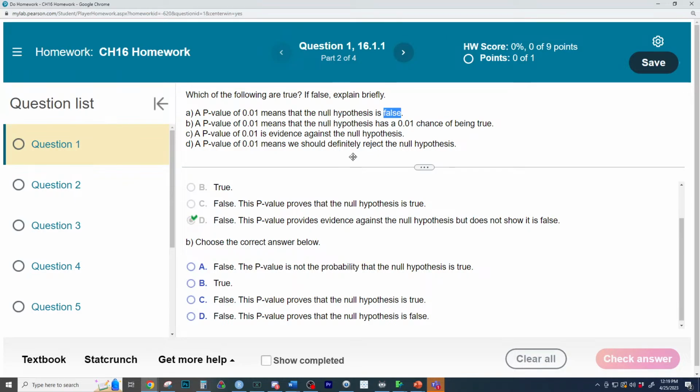A p-value of 0.01 means the null hypothesis has a 0.01 chance of being true. This one got me on yesterday's assignment. It's the probability. Well, we don't really say the null is true. It's that our observed results. So the p-value is not the probability that the null is true. Yeah, exactly. So this is a slightly different version than last time. The p-value is not the probability that the null is true. It's the probability of our results.